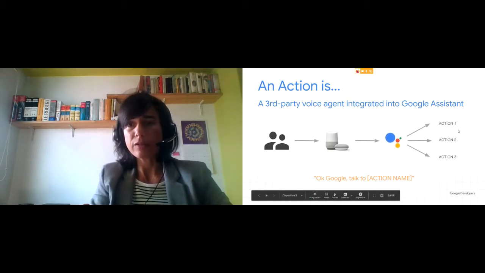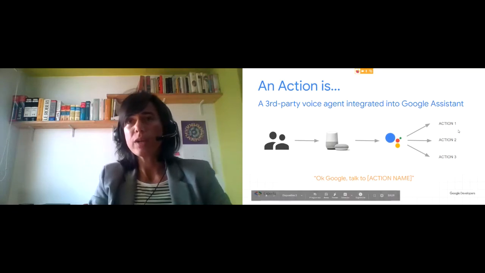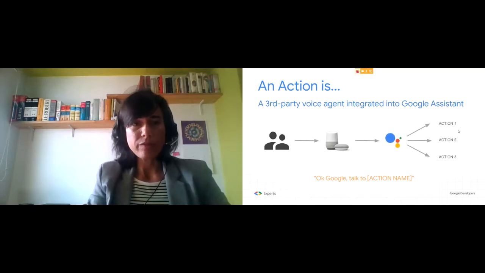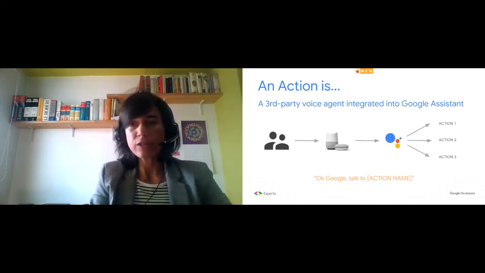Imagine that here, instead of action 1, action 2, action 3, we have different company names. So we could say, okay, Google, talk to Tesco. Okay, Google, talk to Uber or whatever.